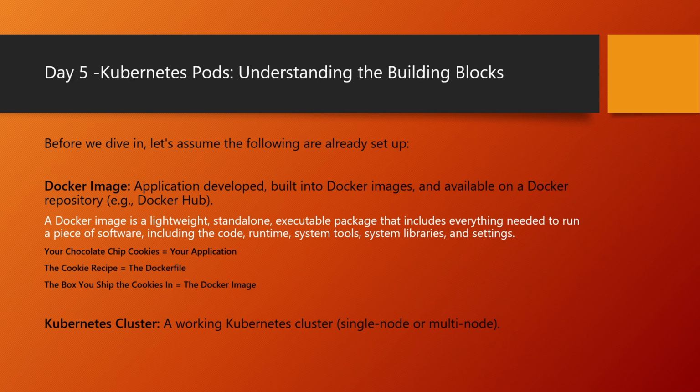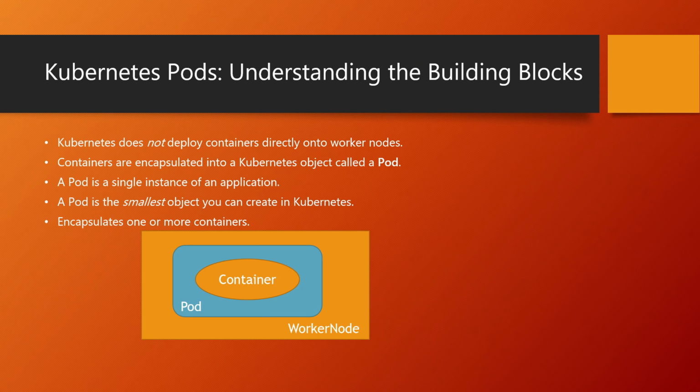So in this lecture, we are going to use the Docker image, which is the lightweight standalone executable package that is available on the public Docker Hub registry, and we will just use it to create a pod. That's it. Apart from that, already we have a working Kubernetes cluster using the kind setup. We have already deployed it. So this is the minimum thing you need to have in your system so that we can start with the pod creation. Okay, let's quickly start.